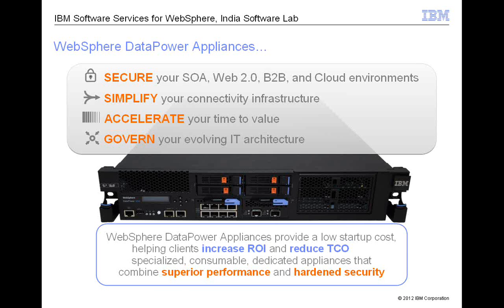Now the picture that you see is the picture of the appliance. This is the latest model with the next generation chipset, and it is the WebSphere DataPower XI52 box.